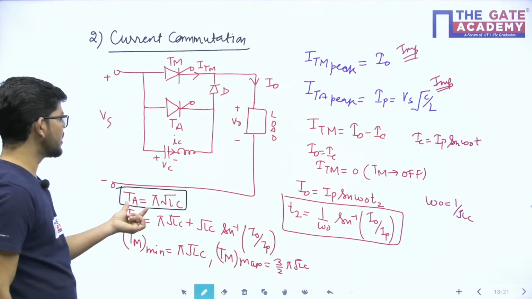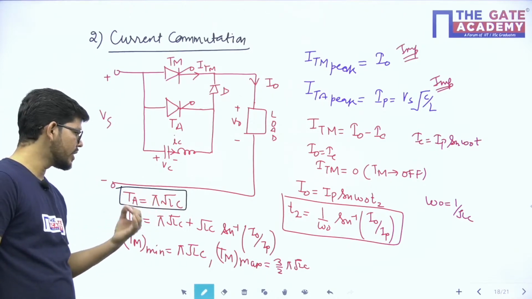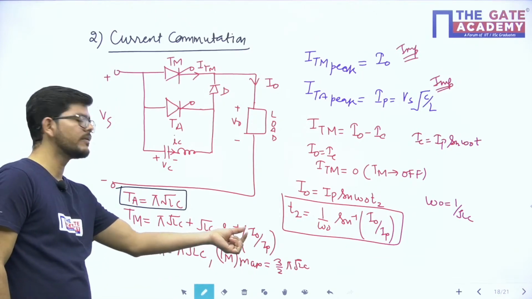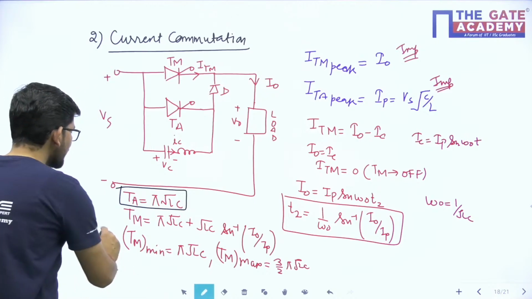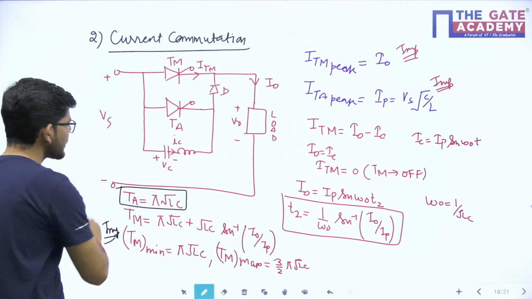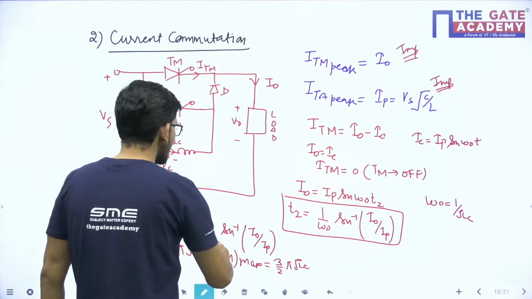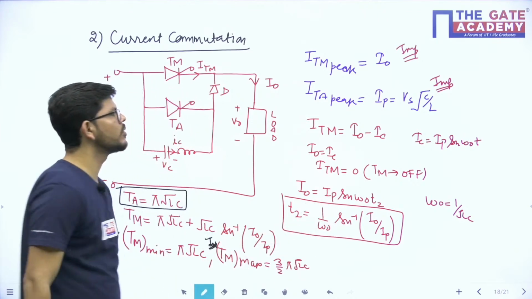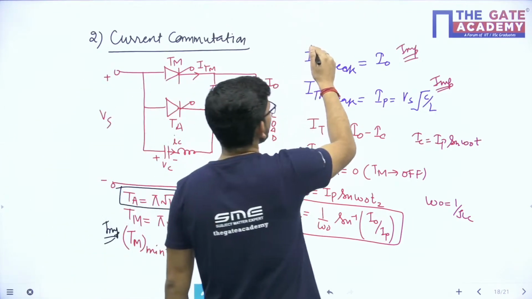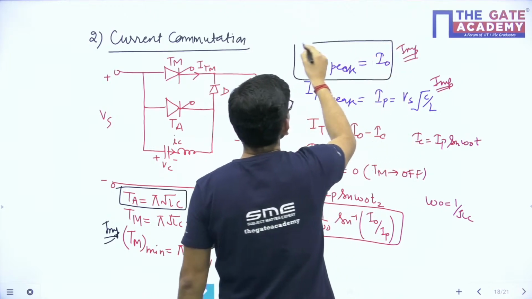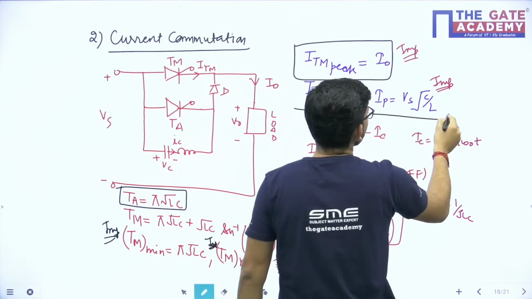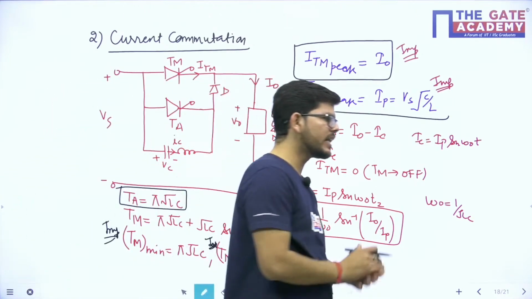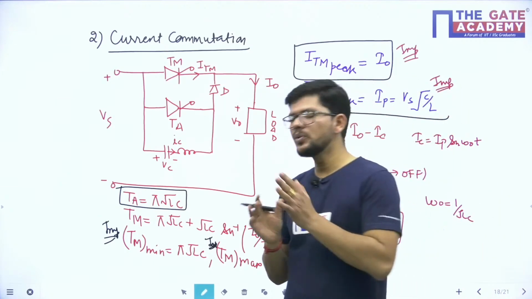What is the minimum conduction time of the auxiliary thyristor? Pi under root LC. What is the conduction time for the main thyristor? Pi under root LC plus under root LC sine inverse I naught upon IP. What is the minimum time for which the main thyristor conducts? Pi under root LC. What is the maximum time for which the main thyristor conducts? 3 by 2 pi under root LC. And the peak value of current through the main thyristor is I naught, and through the auxiliary thyristor it is equal to IP. So these are the important formulas related to current commutation.